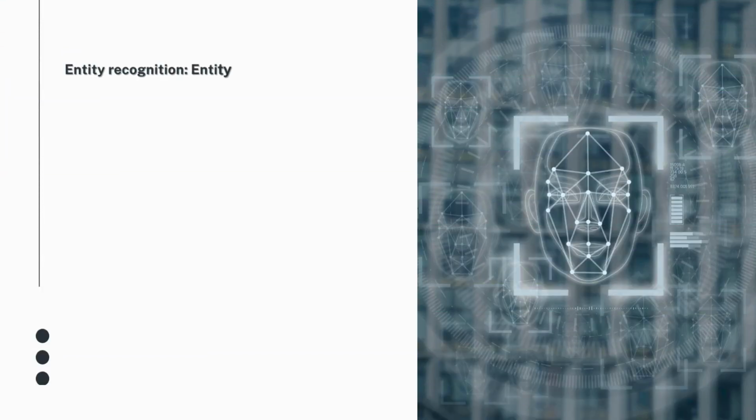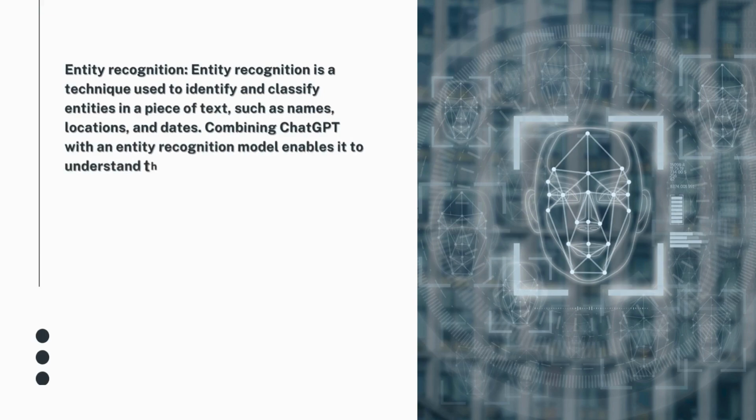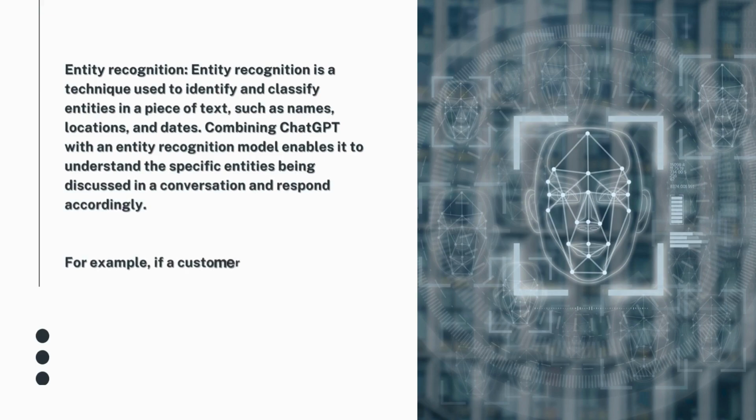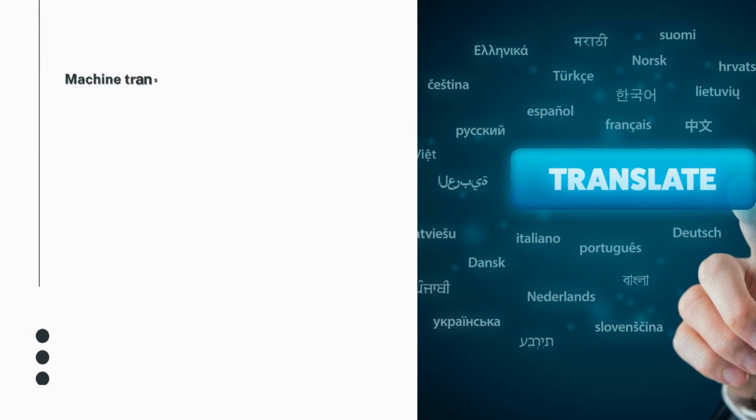Entity recognition. Entity recognition is a technique used to identify and classify entities in a piece of text, such as names, locations, and dates. Combining ChatGPT with an entity recognition model enables it to understand the specific entities being discussed in a conversation and respond accordingly. For example, if a customer mentions a specific product in a chat, ChatGPT can be programmed to provide information and recommendations about that product.